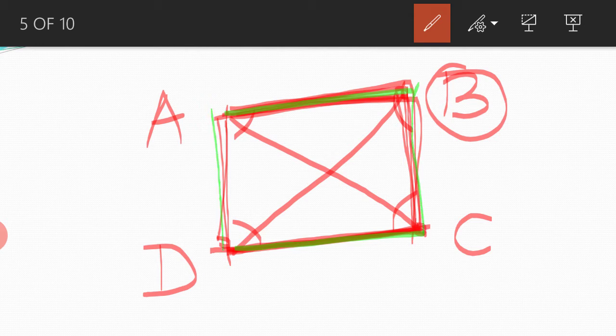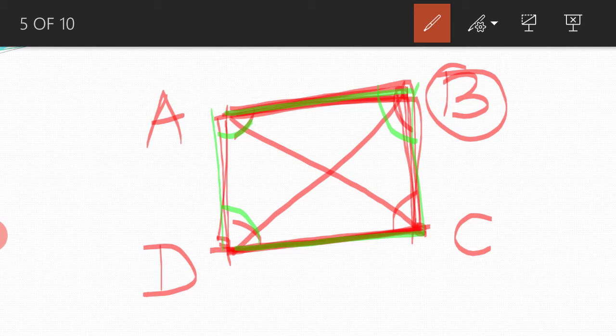Similarly, can we have adjacent angles? So we say angle A is adjacent to angle B and also angle D. Similarly, B is adjacent to angle A and angle C.